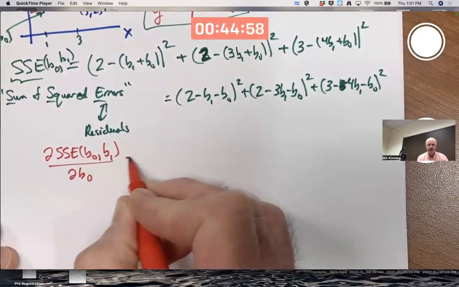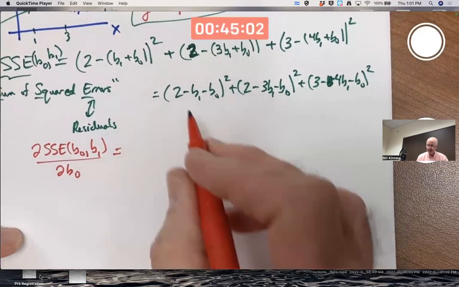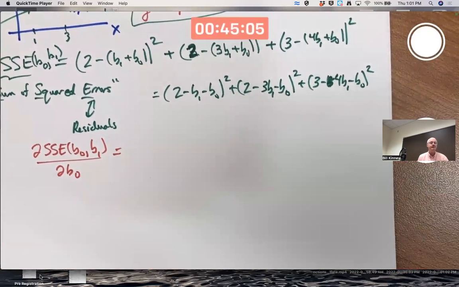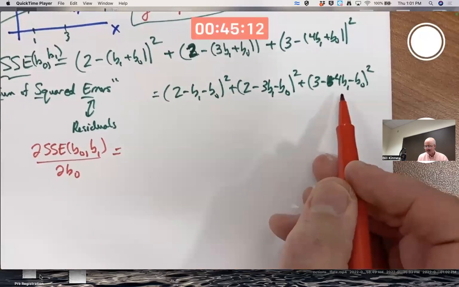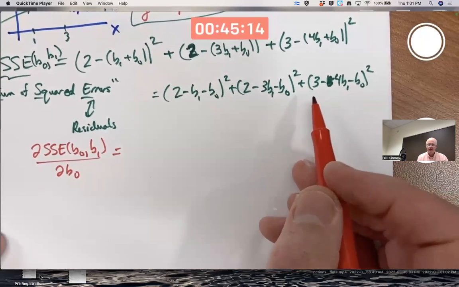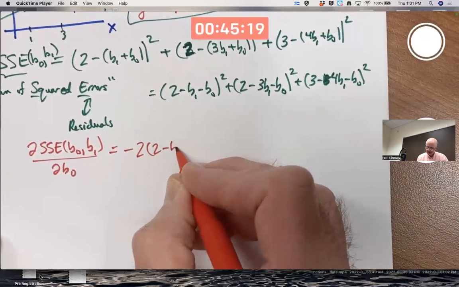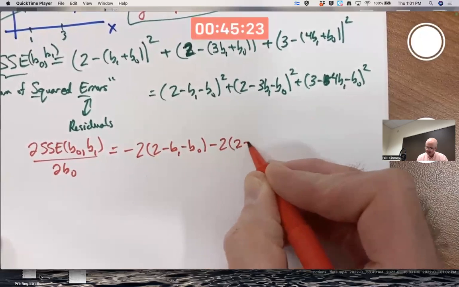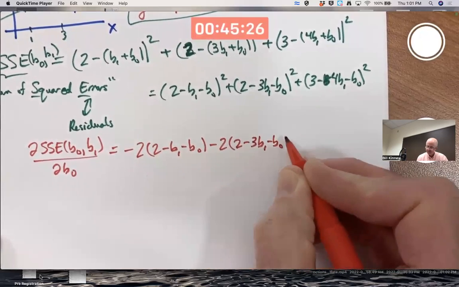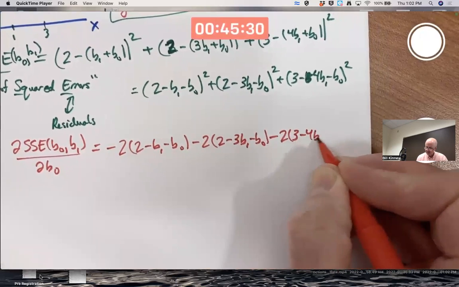If I differentiate with respect to B0, in each one of these terms, I need to bring down the 2. And then when I use the chain rule, I also need to multiply by the derivative of b0, which in each case is a -1. So I ultimately get -2 times in parentheses 2 minus b1 minus b0, minus 2 times in parentheses 2 minus 3b1 minus b0, minus 2 times in parentheses 3 minus 4b1 minus b0.